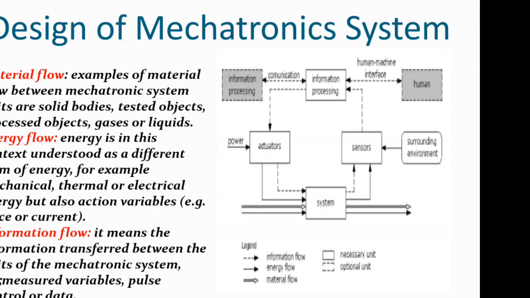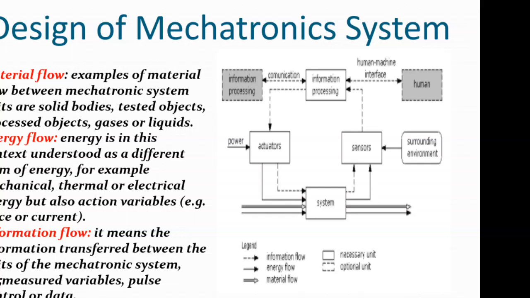Second thing is energy flow. Energy is in this context understood as different forms of energy, for example, mechanical, thermal, or electrical energy. But also sometimes action variables like force or current, which are considered to be energy also. So there may be a flow of mechanical or thermal or electrical energy.